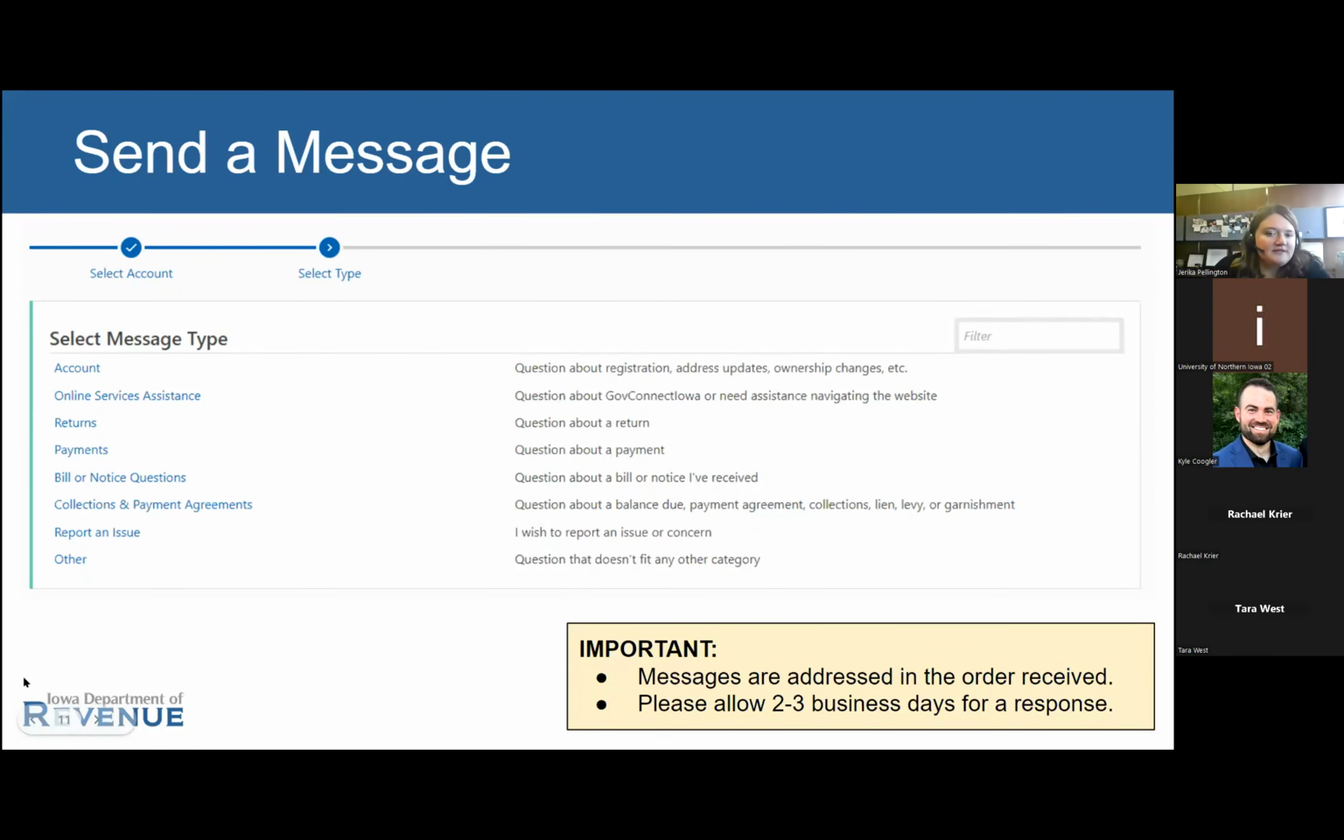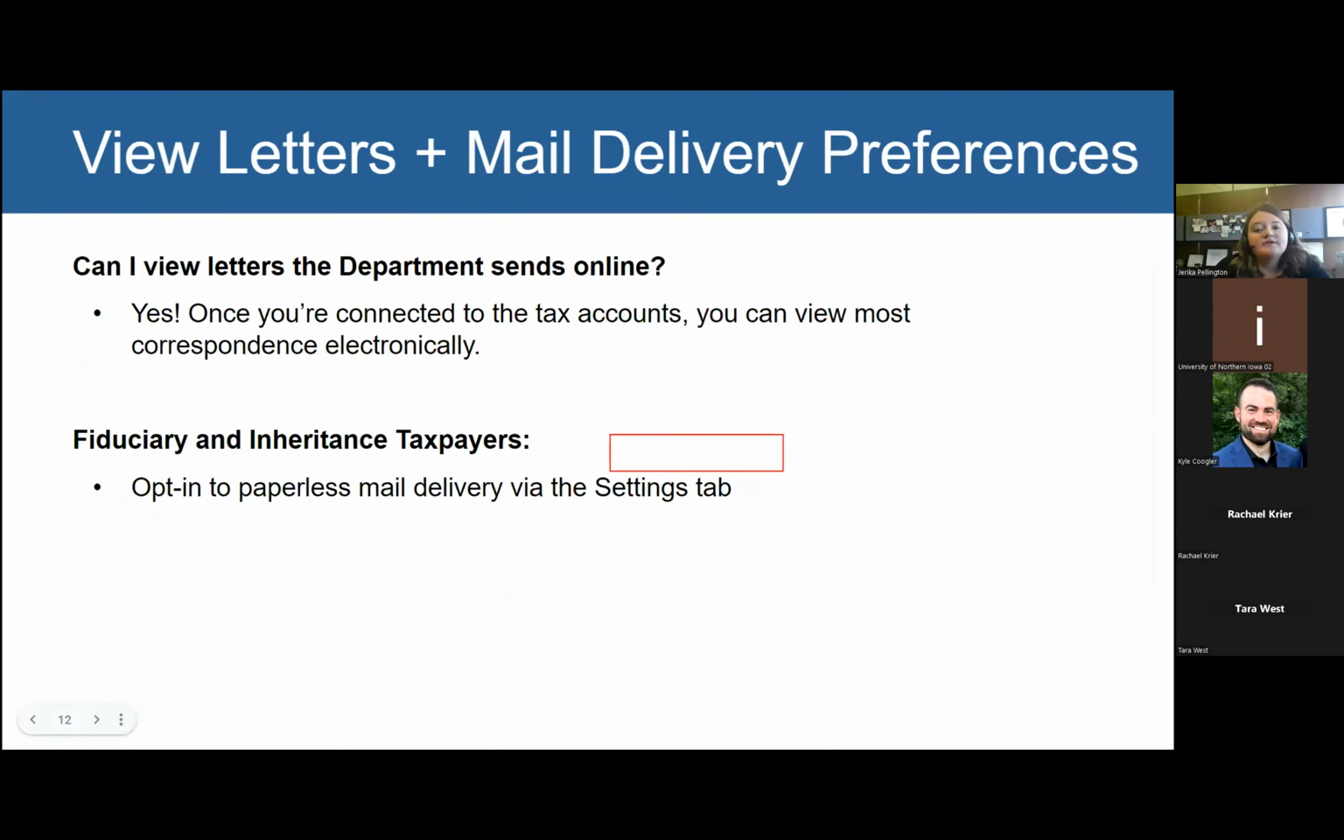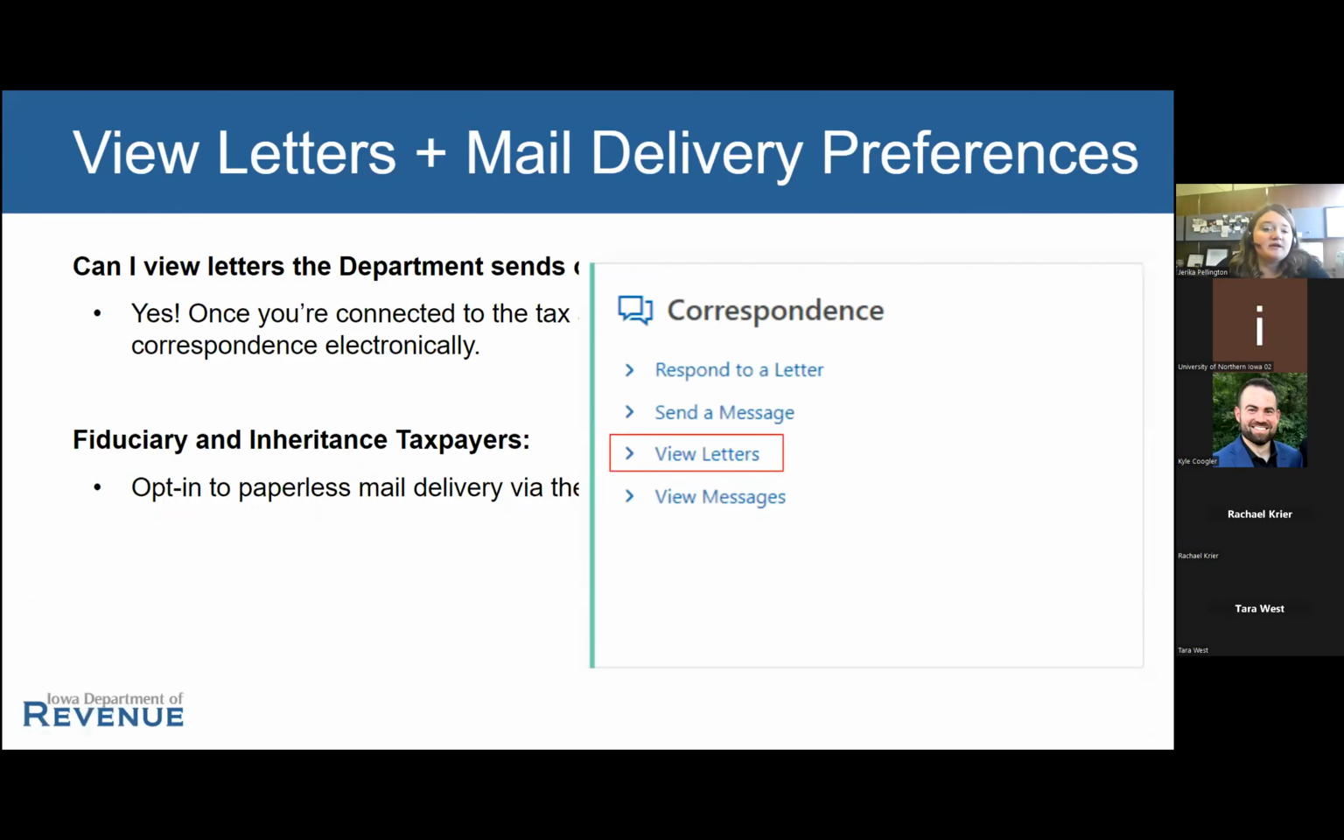Another feature that you'll see is with viewing letters and mail delivery preferences. So GovConnect Iowa does offer paperless mail delivery. And what that means is that it stops most paper correspondence from being mailed to you. And instead you would receive most correspondence electronically to the GovConnect Iowa account. So how you would view that is you could go and log into your GovConnect Iowa account, and then you would be able to view the letters directly.